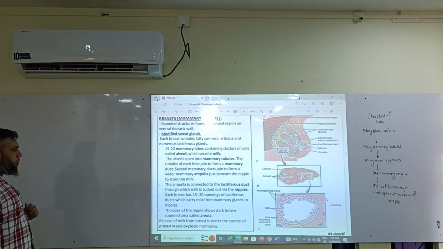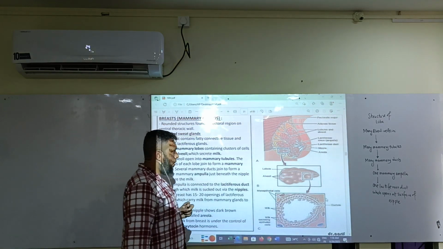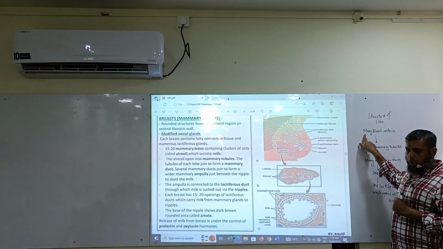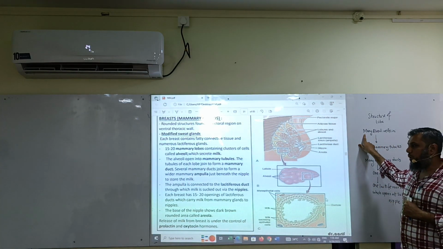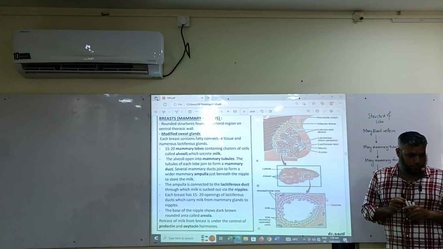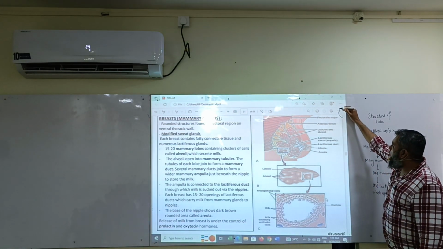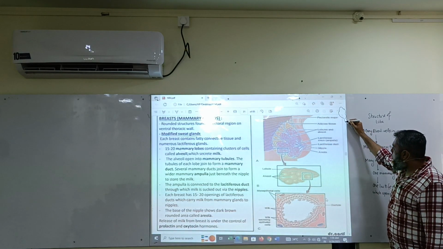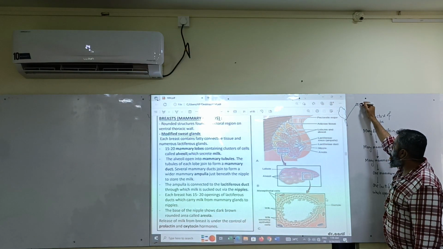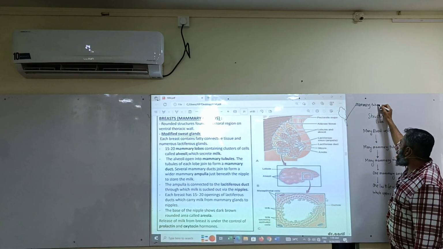Now, what we find is these alveoli, they open into thin tubules which are called mammary tubules. So one alveolus will open into what? Tell me, into what? It will open into a mammary tubule.